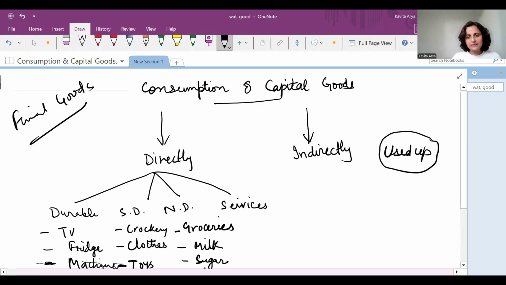Services also fall under the category of consumption goods. Services of cooks, maids, drivers. Any service which we are using, these are consumption goods and these are final goods.